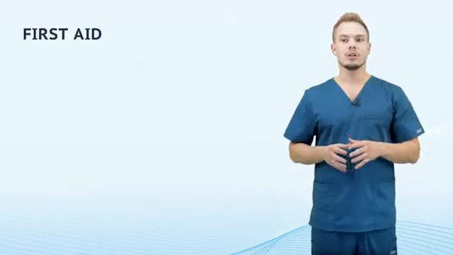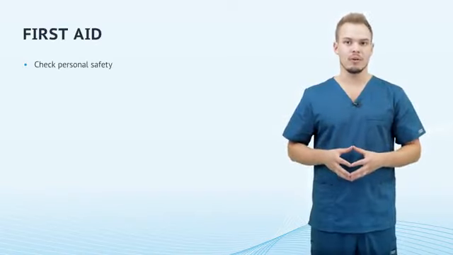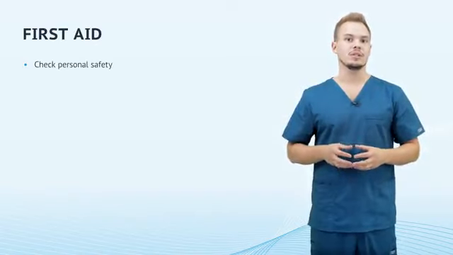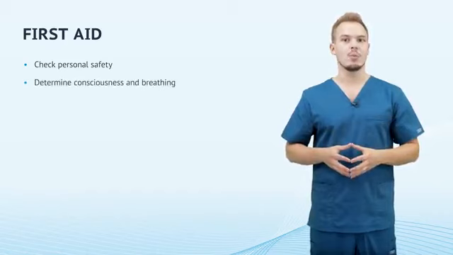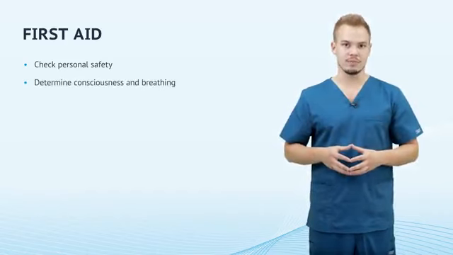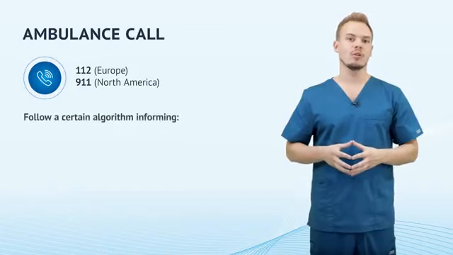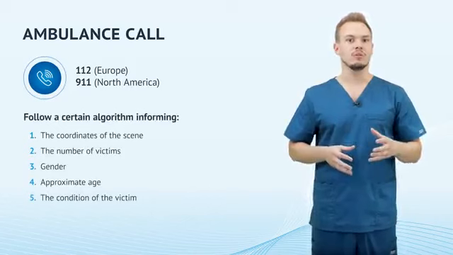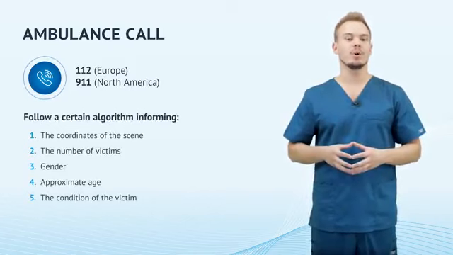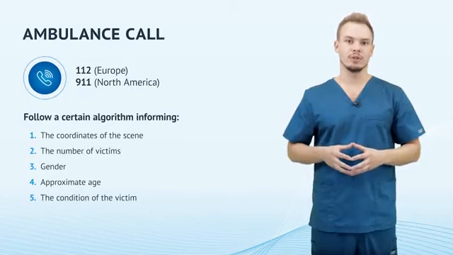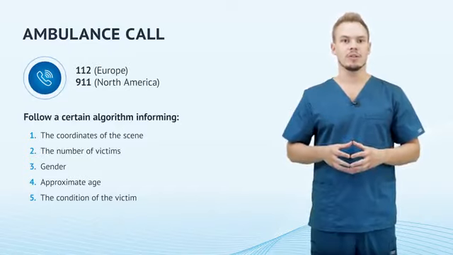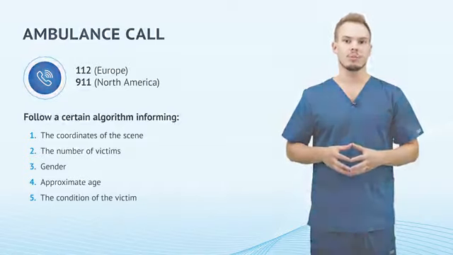When you find a child, look around. Your safety is above all. If nothing threatens you, determine consciousness and breathing in the same way as I've shown in previous videos. If you do not find consciousness and breathing in the child, call an ambulance immediately, following the call-in algorithm. If you are alone, you must perform CPR for at least 1 minute before you call for help. If there is a second lifeguard, then he must immediately call an ambulance.